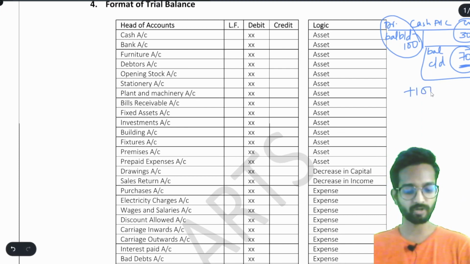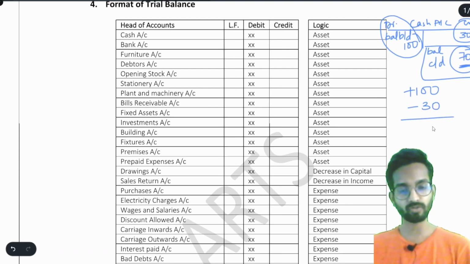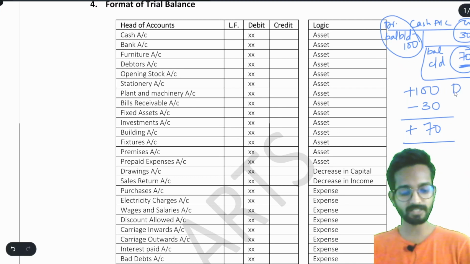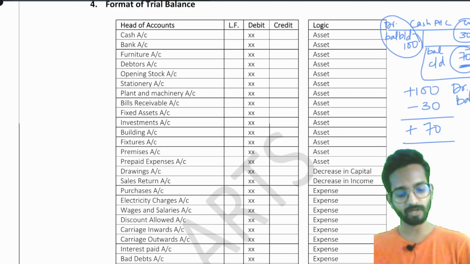Suppose you have plus 100 rupees and there is a minus of 30. In mathematics also, what we used to do? 100 minus 30 will become 70. But here the sign will be positive only. That's why here debit is 100, credit is 30, but this 70 rupees will be called a debit balance only. Understood? This is called the debit balance of cash account. So whatever is the closing balance here, that will appear here in the trial balance.